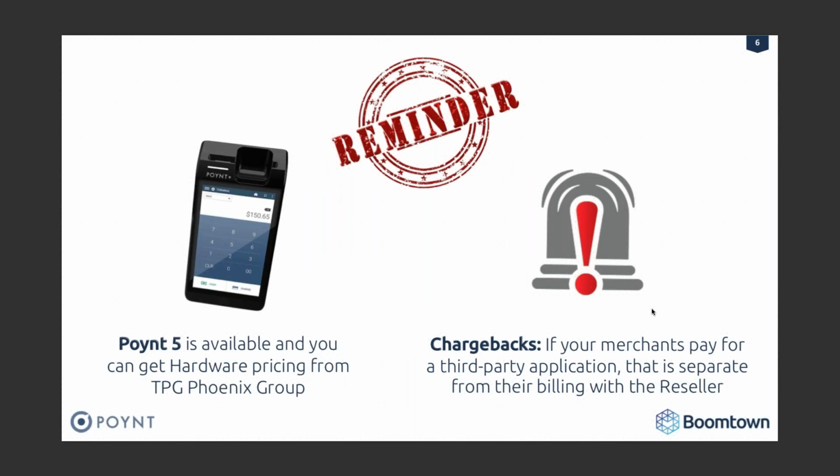But first, reminder, Poynt 5 is available. You can get your hardware from TPG Phoenix Group. They do have the Poynt 5, the handheld. It does not have a printer, but there is a battery extender, and a battery extender that has a printer is coming along soon. I believe that Poynt is putting together an Amazon store where you can buy the battery packs or the holder that has the printer. But right now, the Poynt 5 handheld has obviously gotten a lot of momentum since we released it in our channel in November.